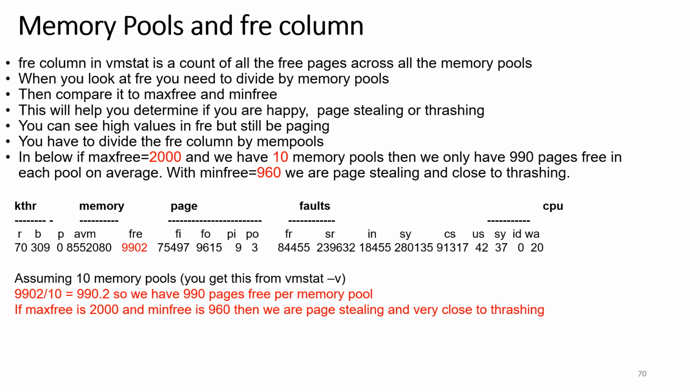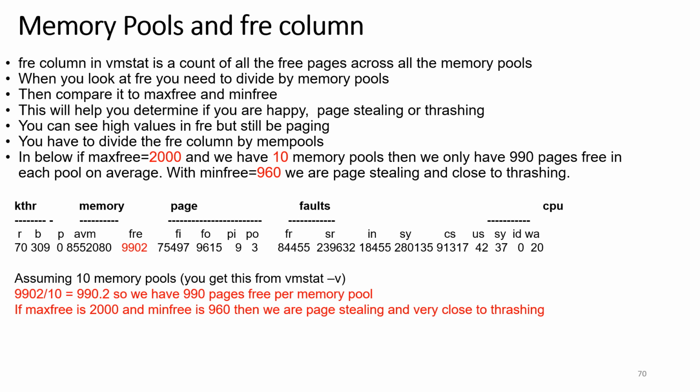With min-free set to 960, in this particular case we're going to be page stealing because max-free was set to 1088, so we were between 960 and 1088. We only had 990 pages free per pool, and that put us in a situation where we were going to page steal until we could steal our way back up to where we had 1080 per pool.